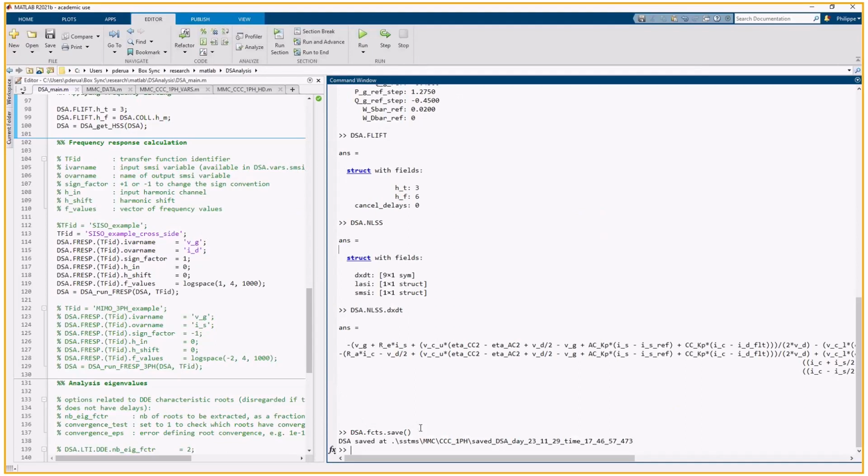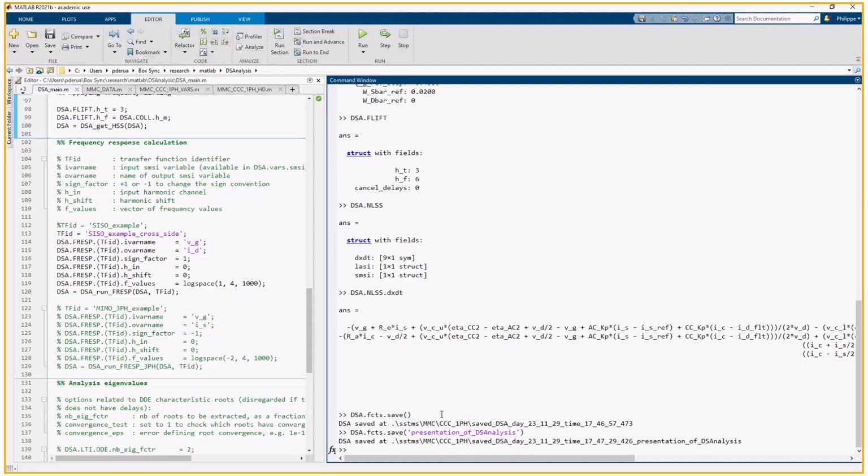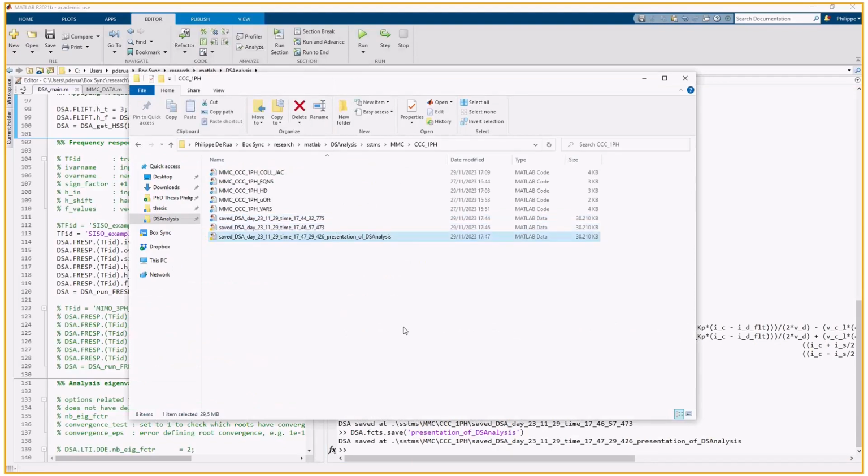To make it even more precise, you can also give a name, like this was presentation of DSAnalysis. And now it is saved with a particular name that I have chosen myself. Alright, so actually I'm not interested in keeping these ones, so I will delete them later. But in any case, this helps you keep track of all your calculations.